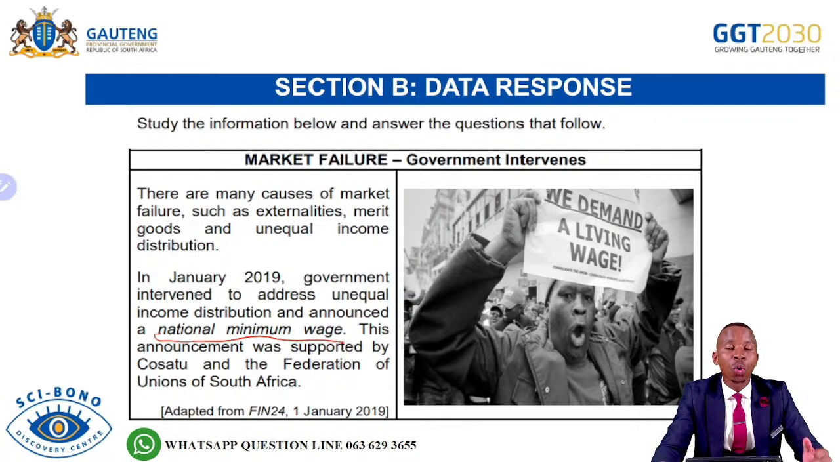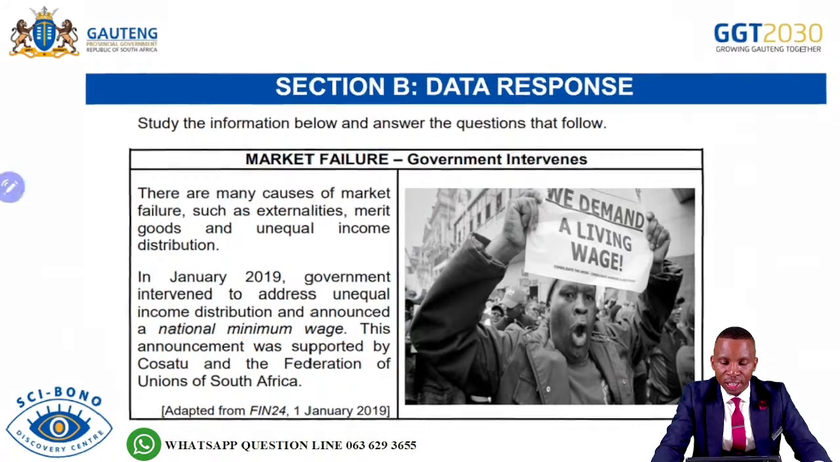Now, before you go and look at the questions, you need to understand what is meant by minimum wage. What is the effect of minimum wage? So we know that minimum wage is the lowest income businesses are forced to pay to their employees. No employee should be paid below that particular rate or income. That's a minimum wage. Now, let's look at the questions.